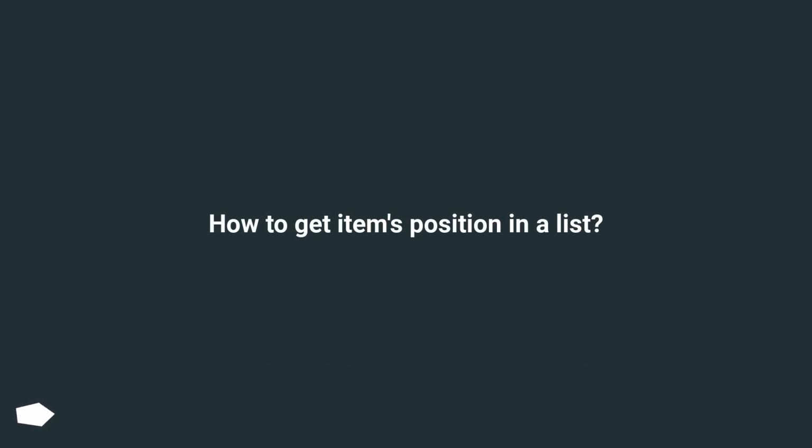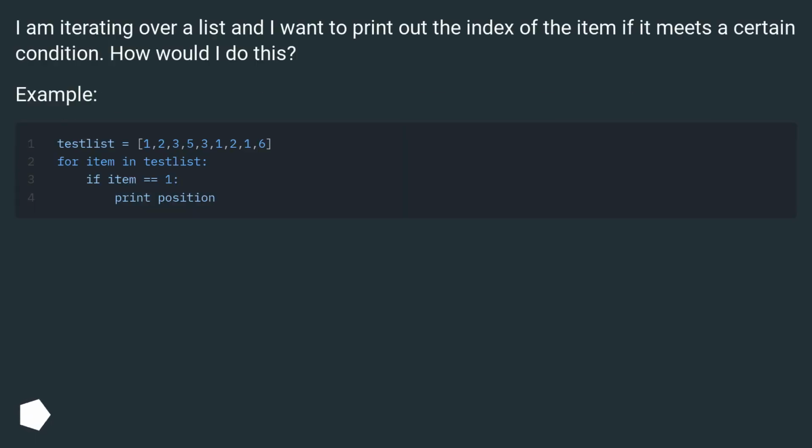How to get an item's position in a list? I am iterating over a list and I want to print out the index of the item if it meets a certain condition. How would I do this? Example.